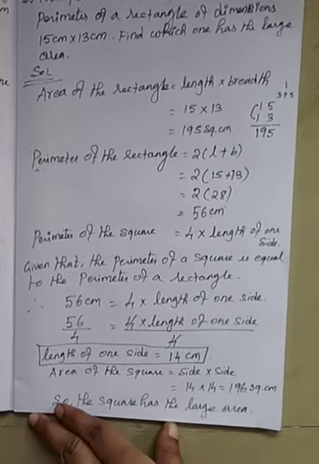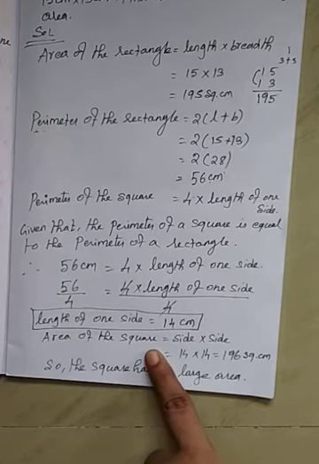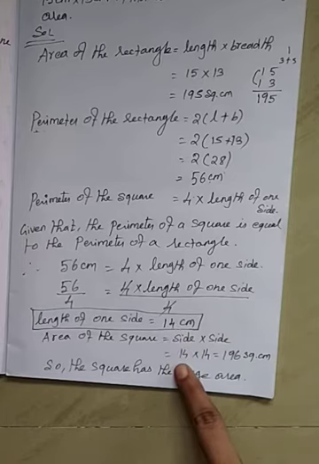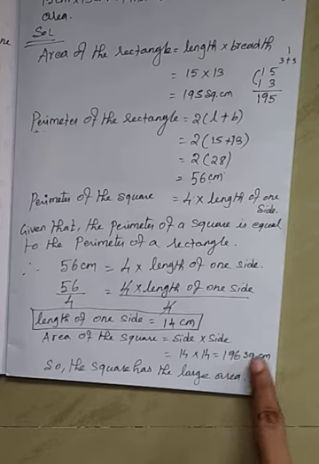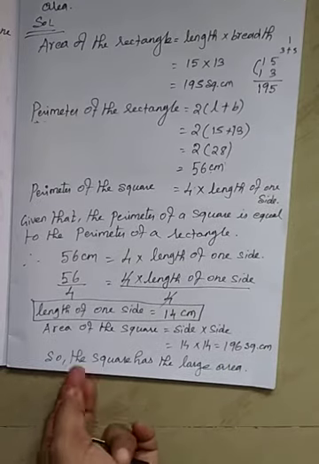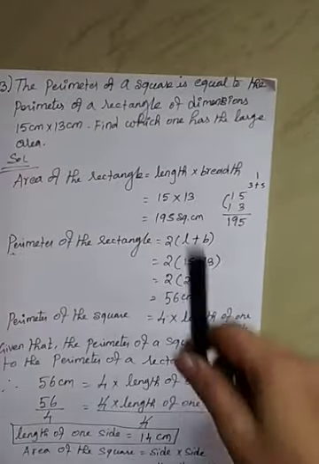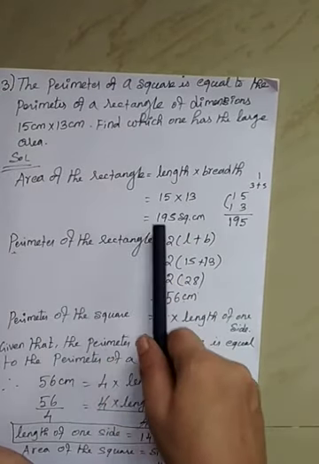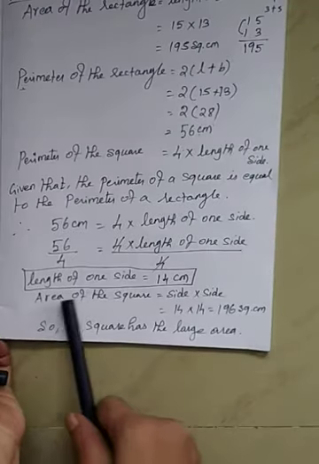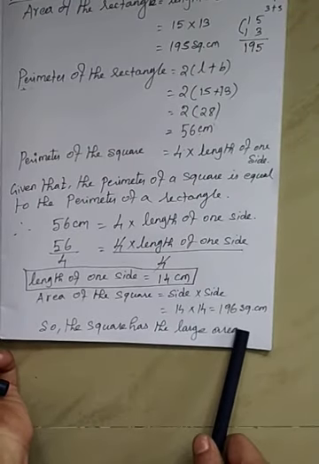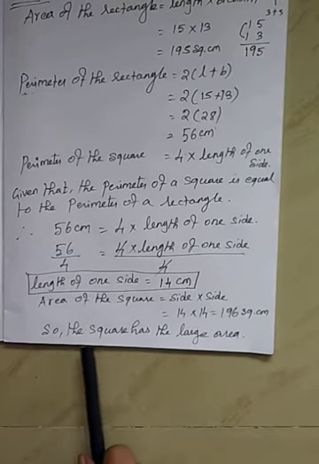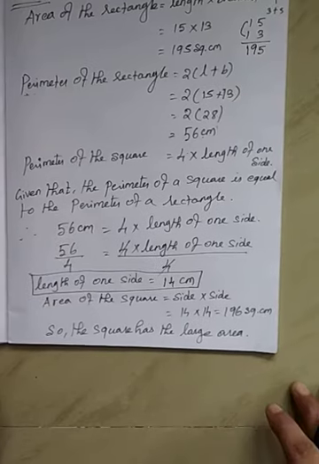Now you have to find area of the square. What is the area of the square? Side into side. So one side is 14, another side also 14. So what is 14 into 14? 196 square centimeter. Now what do you need? Find which one has the large area. Already you have found area of the rectangle is 195. Now area of the square is 196. Which one is large? Area of the square is large. So the square has the large area.